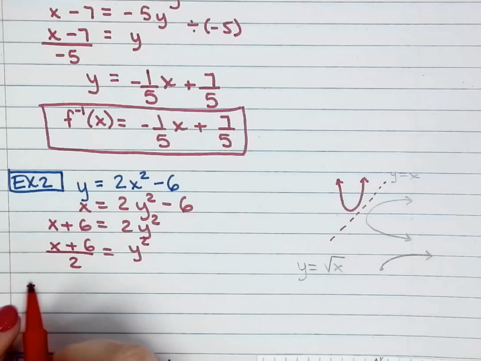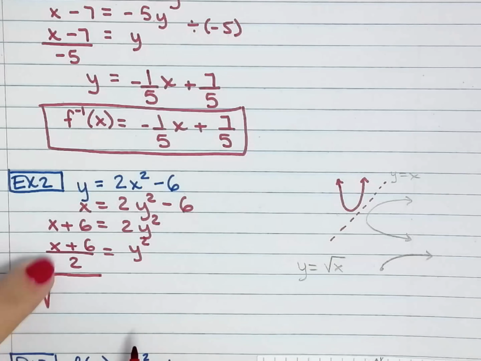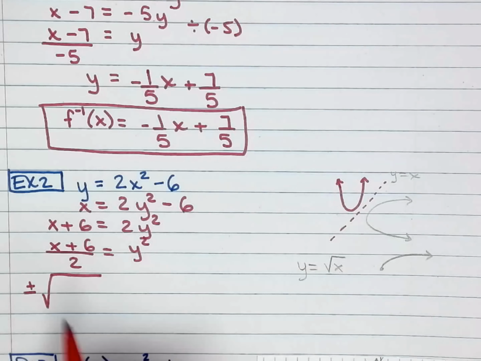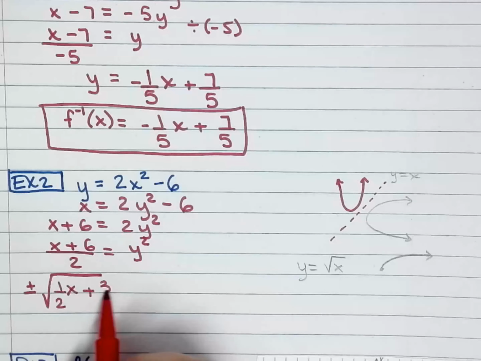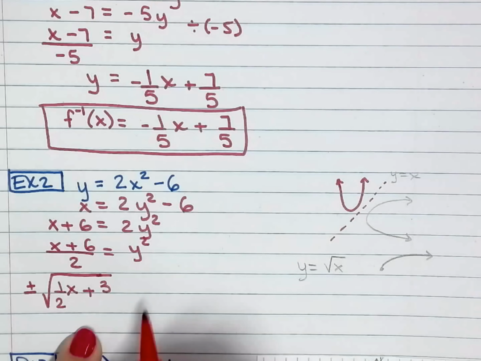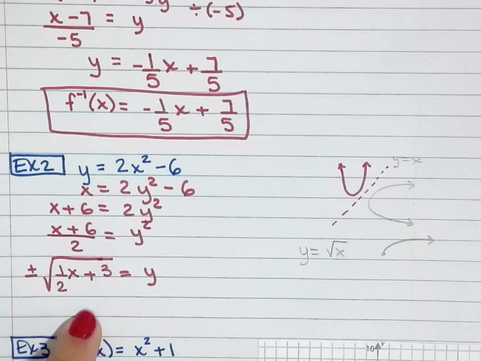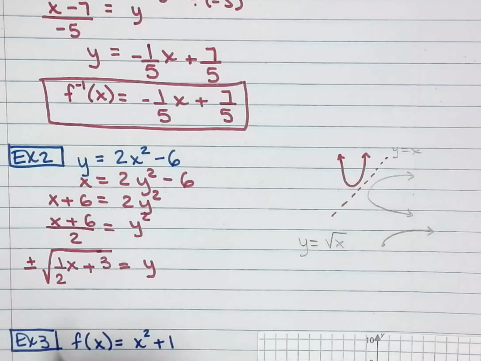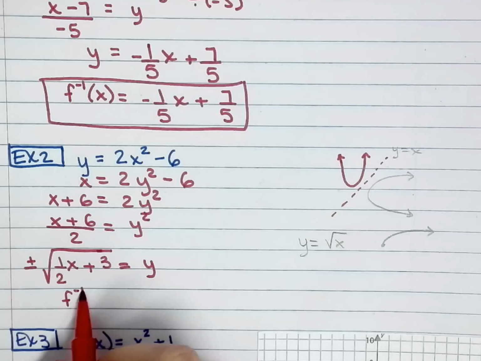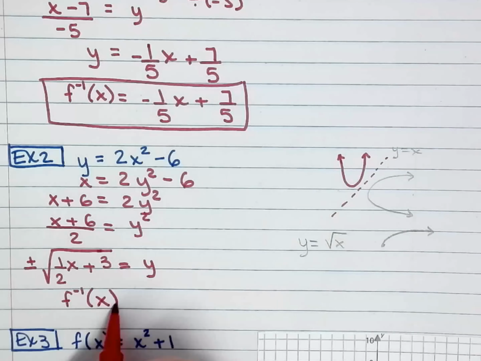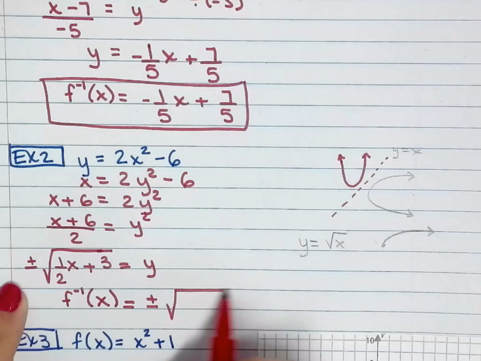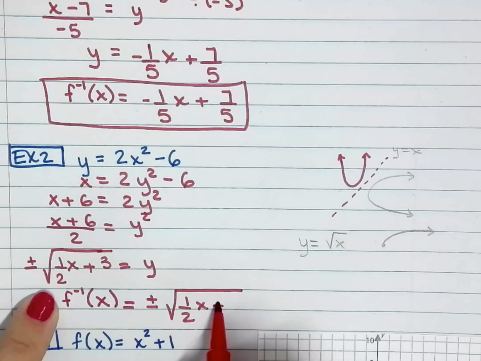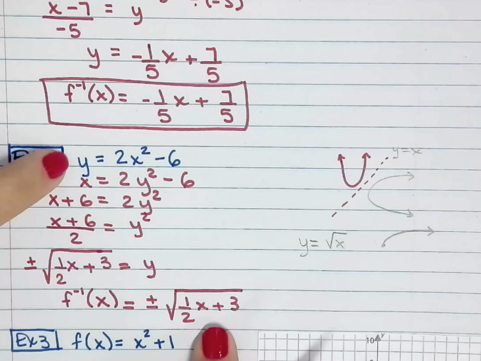So I will put plus or minus right there with the square root, and at the same time I will split up that fraction so I can simplify that. So I have 1/2x, and then 6 divided by 2 is 3. And all of this under the square root equals y. And then the last step, you rewrite that as the proper function notation of the inverse. So f to the power of -1 of x, the way you read it is the inverse function. So it's plus or minus the square root of 1/2x plus 3. So this is the inverse of this.